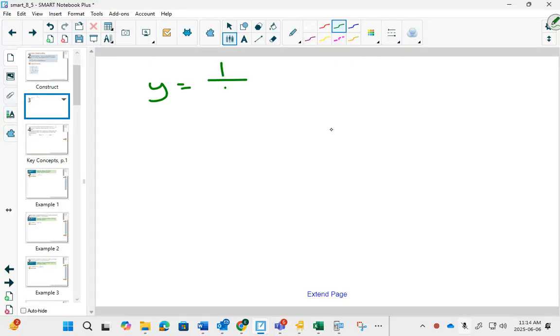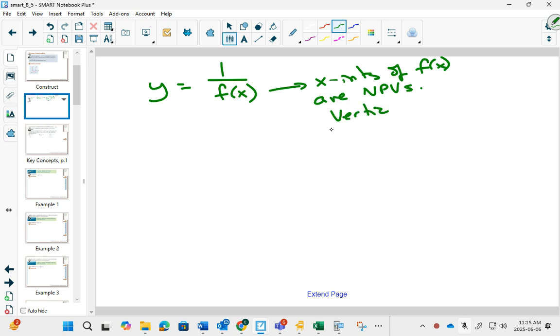A little review from yesterday that's going to lead us into stuff today. If you have a 1 over anything graph, yesterday we did lines, today we're going to do parabolas. The x-intercepts of that line are going to be non-permissible values, and therefore vertical asymptotes.